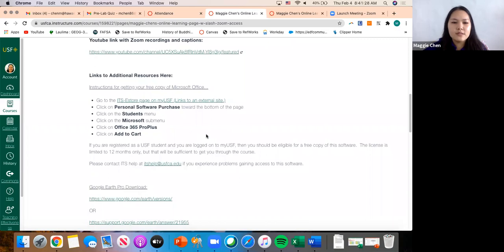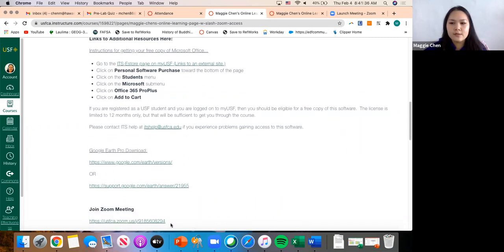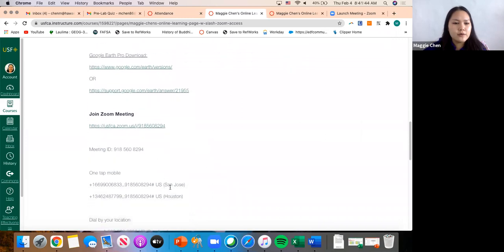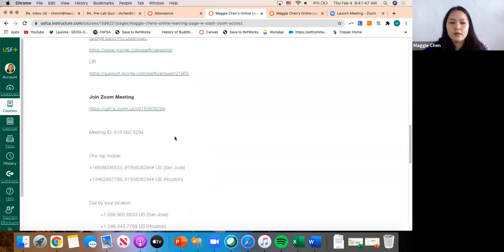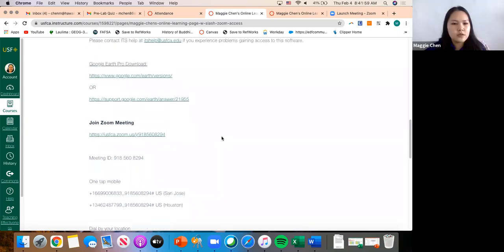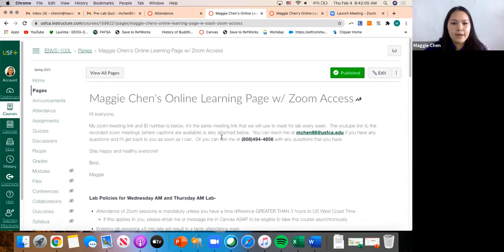If you didn't get Microsoft Office, here are the directions to do that. Google Earth Pro download, that's going to be later on in the semester for one of our later labs. Our Zoom meeting link and more of that type of information is down here. We're going to be using this exact same link every single lab, so once you have this one down, nothing's going to change with that. But if you do need to find it, it's going to be on this page. And that is basically it for my online learning page.